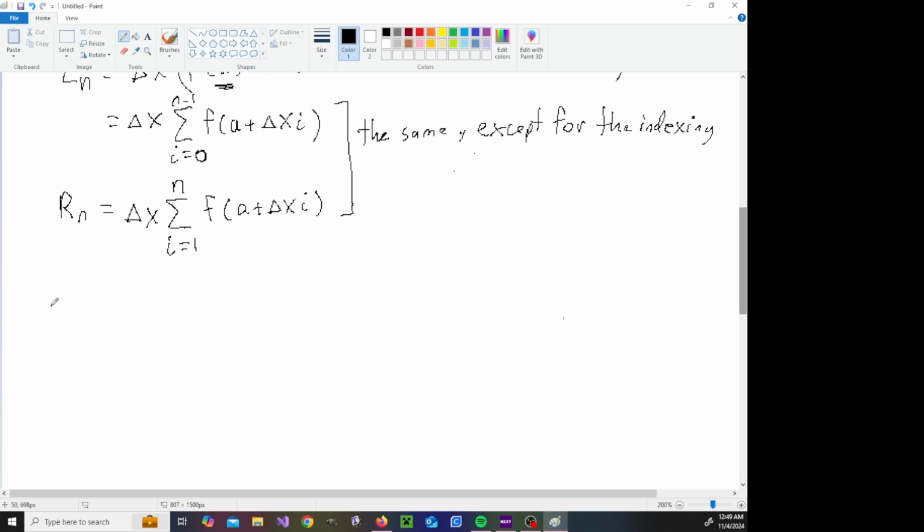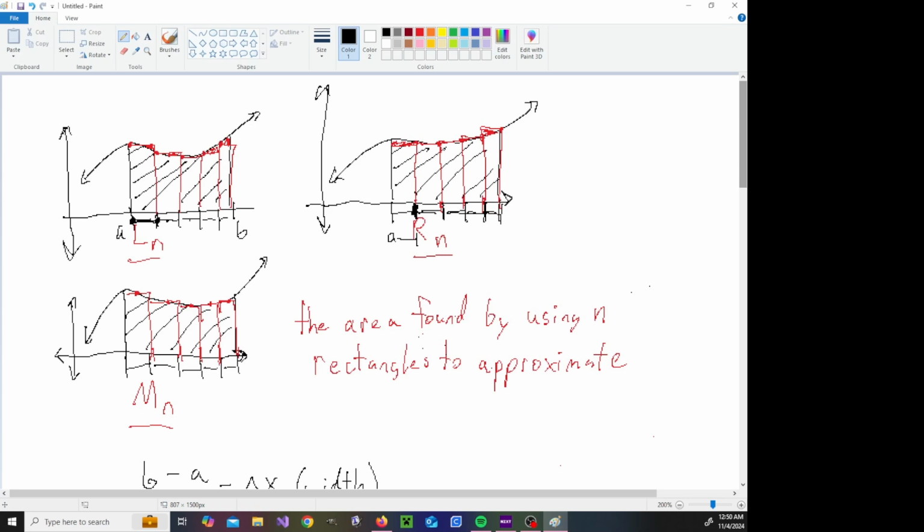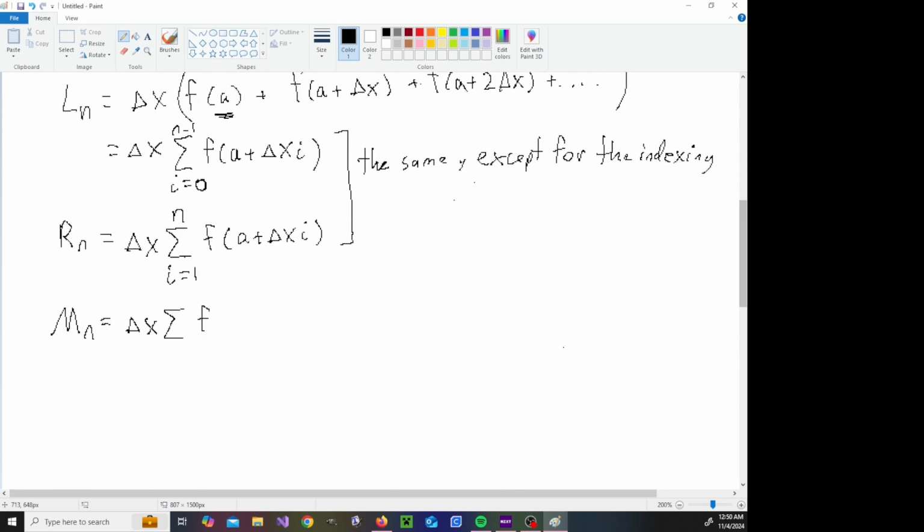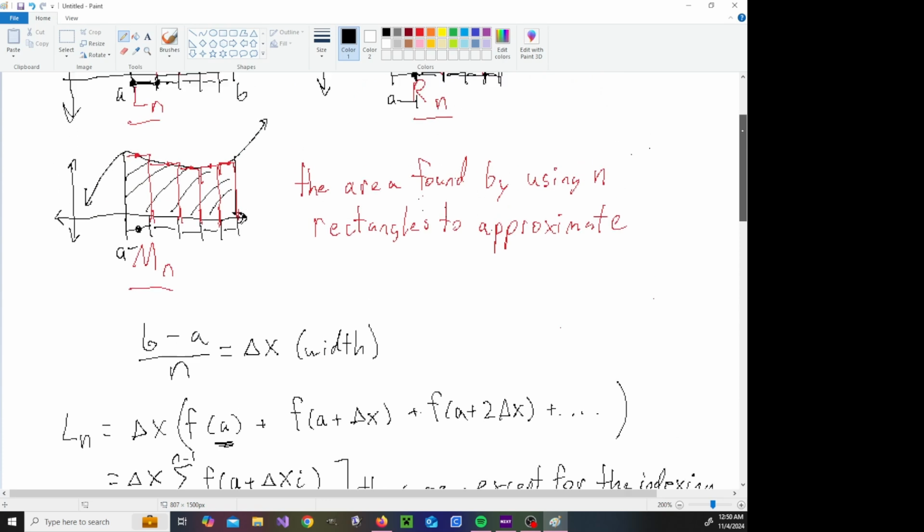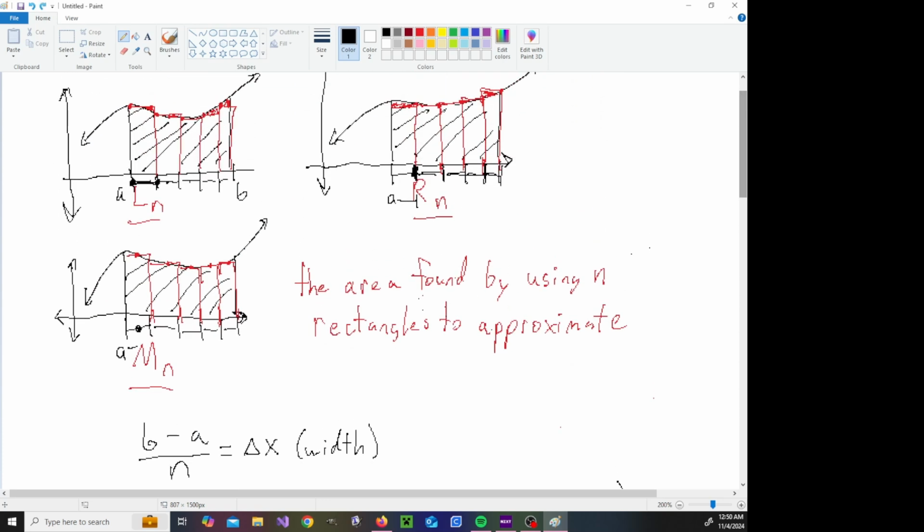Well, then how can we represent the middle rectangle some way? Well, again, these are still going to have the same width of delta x, and I still want to plug something into the function. But for my middle rectangle, I'm going to start right here. Well, how do I get that? Well, I start at A, and then I go forward by half of my distance. Well, hey, that just means I start at A, and then go forward by half of delta x. That's the term that I start at, and then I'm going to go forward by delta x for each of these.